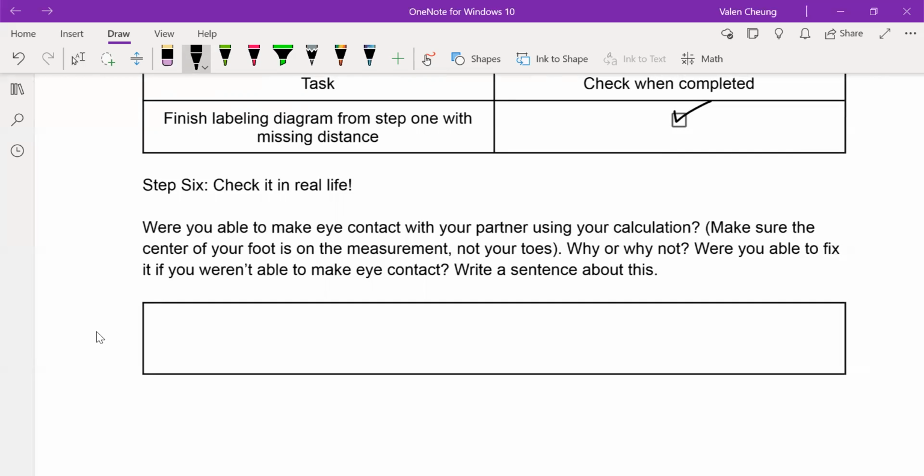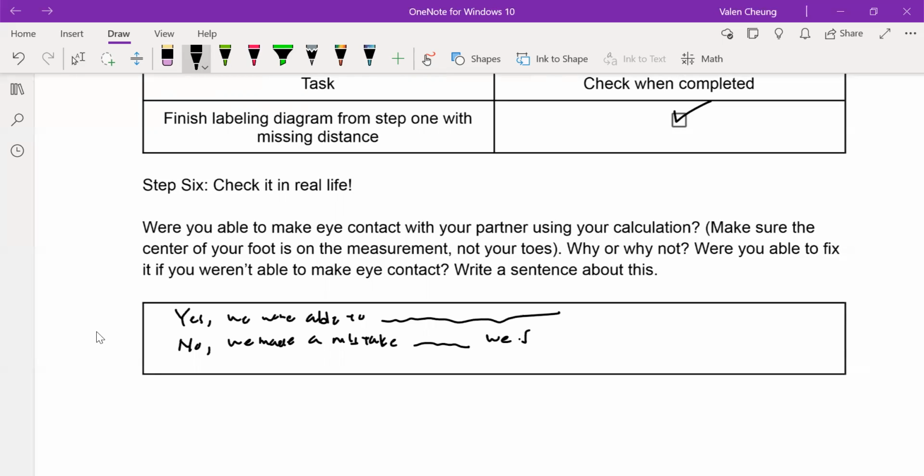So you might say, yes, we were able to blah, blah, blah, and then just write a sentence, or you say, no, we made a mistake, blah, blah, blah, and then we fixed it by. So this should be just 1 to 2 sentences. At least 1 sentence, okay?